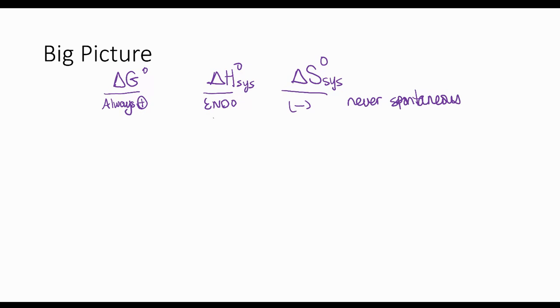Okay, the second scenario that we looked at was exothermic, where the system becomes more random. And in that case, that was always negative, always spontaneous.